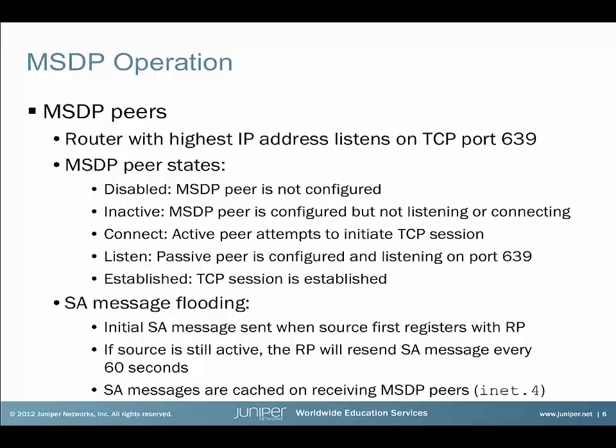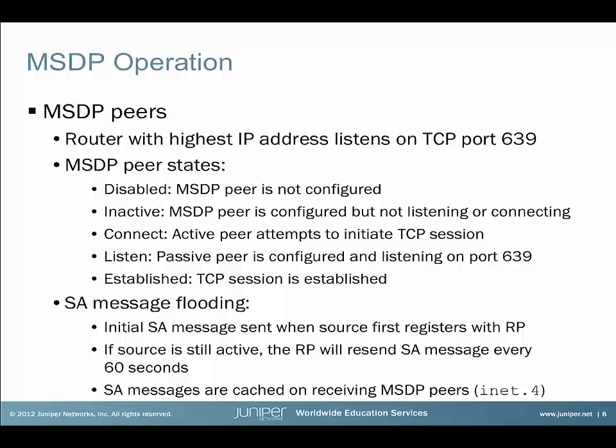Once the MSDP peers are manually configured, the peer router with the highest IP address remains passive and listens only to connection attempts from the active peer on TCP port 639. MSDP peers can go through different connection states. The active peer will normally go into a connect state. In this state, the active peer is trying to set up the peering session by initiating a TCP three-way handshake. Once the TCP connection is established, the session state becomes established.